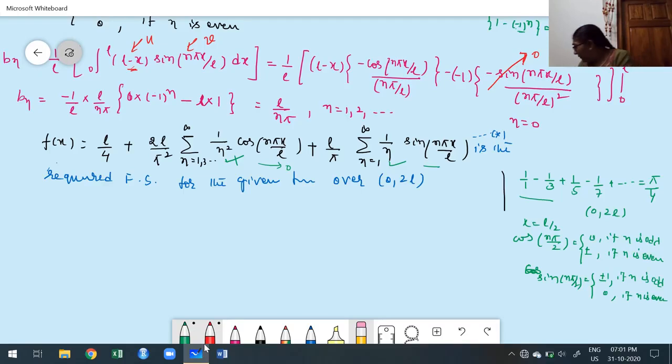Therefore, now very clearly, L is pi by 2. Please try to understand. Once you put x equal to L by 2, cos n pi by 2 is 0 if n is odd, and since the summation ranges only over odd values, the entire summation is 0. Now sin n pi by 2 gives plus or minus 1 if n is odd. I want only plus or minus 1 in the odd cases, so that is suitable. What's the value of L? Put x equal to L by 2. L by 2 is also in the range 0 to 2L.